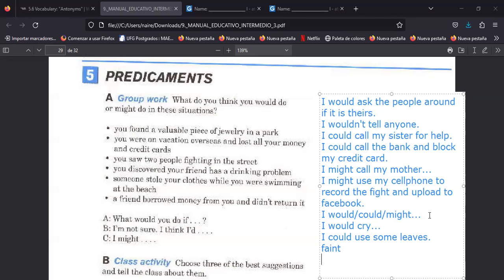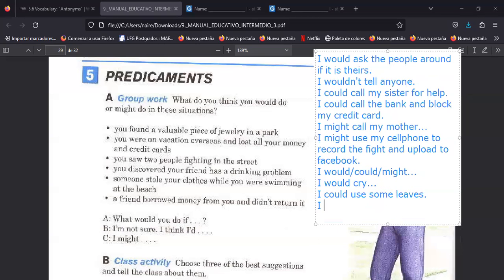Okay, and the last one. A friend borrowed money from you and didn't return it. What do you think? A friend borrowed money from you and didn't return it. I wouldn't talk with him. Never. Okay, so you will... never. What else? Let me see.